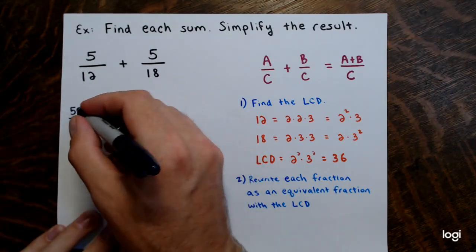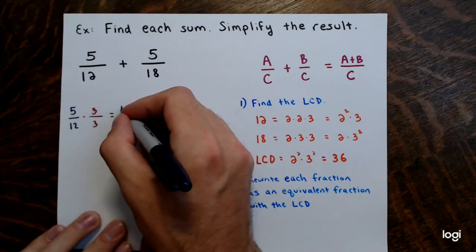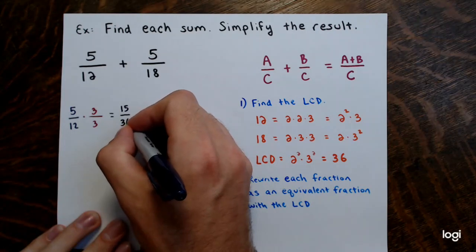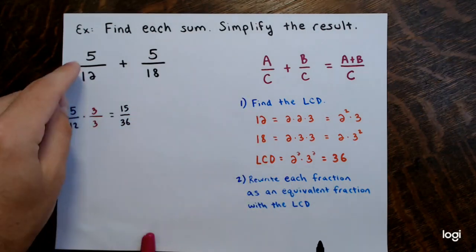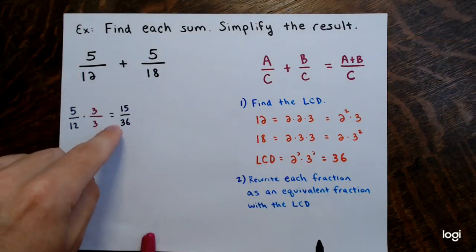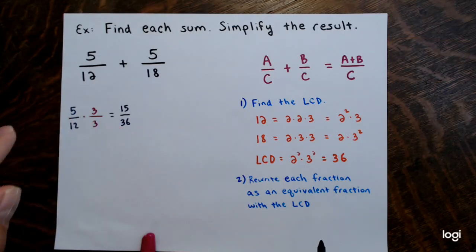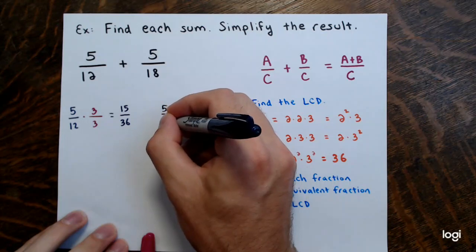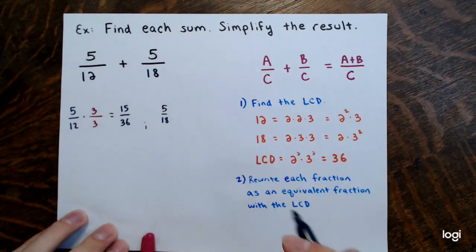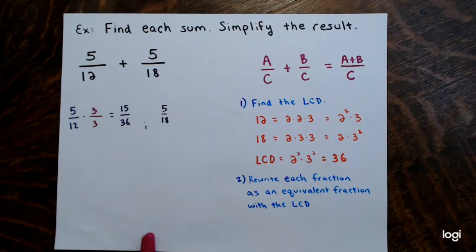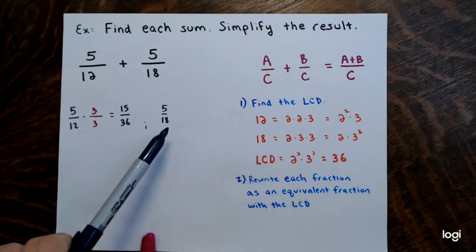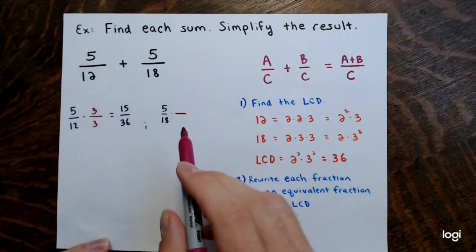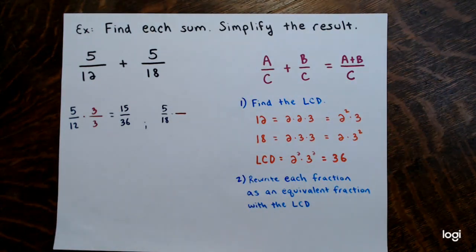So 5/12 is equal to 5 times 3, 15, over 12 times 3 in the denominator, 36. Right? So 5/12 is equal to 15/36. And then the 5/18 over here, same thing. You can obviously tell that I'm going to just multiply by 2 over 2 here, to get 36 in the denominator.